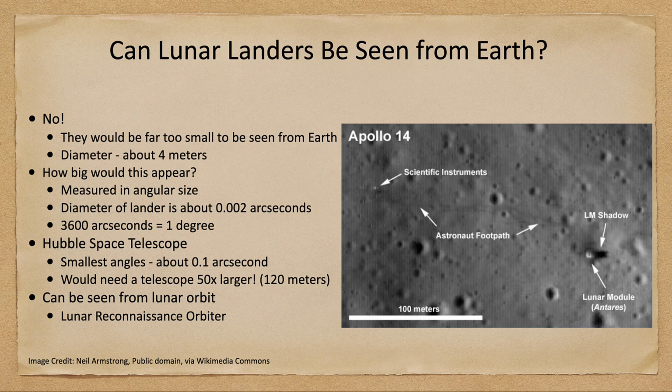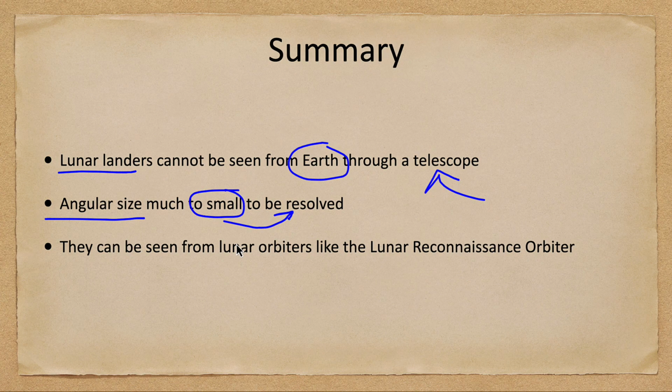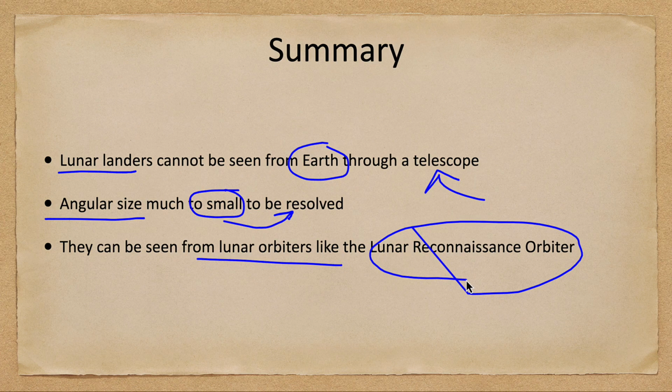So let's go ahead and finish up with our summary here. What we've looked at today is that no, lunar landers cannot be seen from Earth even through the most powerful telescopes. Their angular size is simply way too small to be resolved by those telescopes. But we can see them from lunar orbiters, such as the Lunar Reconnaissance Orbiter, which we do have images of the various lunar landers through the mapping done by the Lunar Reconnaissance Orbiter. So that finishes this week's Misconception in Astronomy on the lunar landers being able to be seen from Earth.